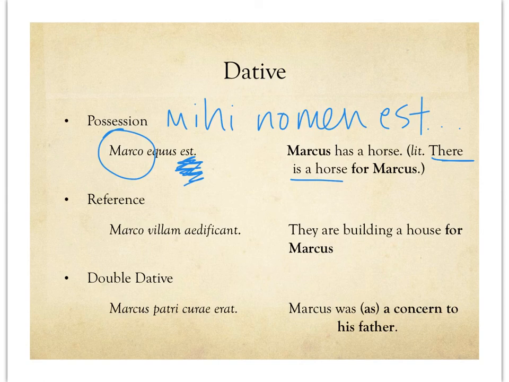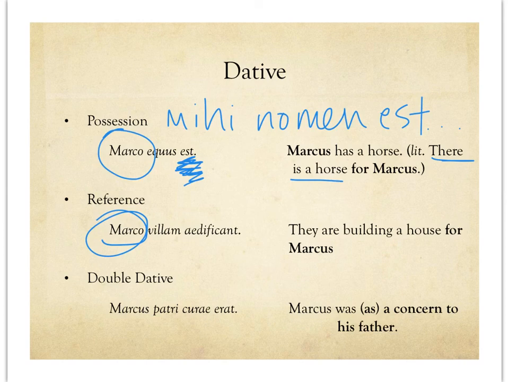Most datives that are not indirect objects are what we call the dative of reference. And this really just refers to a person who is tangentially related to the action of the sentence. So Marco villam edificant, they are building a house for Marcus. They are building it in reference to Marcus. They are building it in his interest. Sometimes we call these datives of advantage. Sometimes we call them datives of disadvantage.